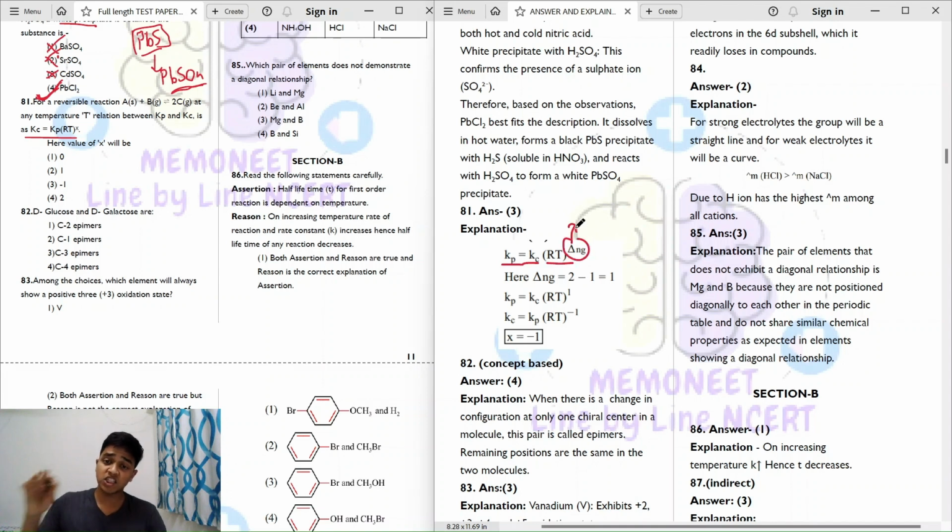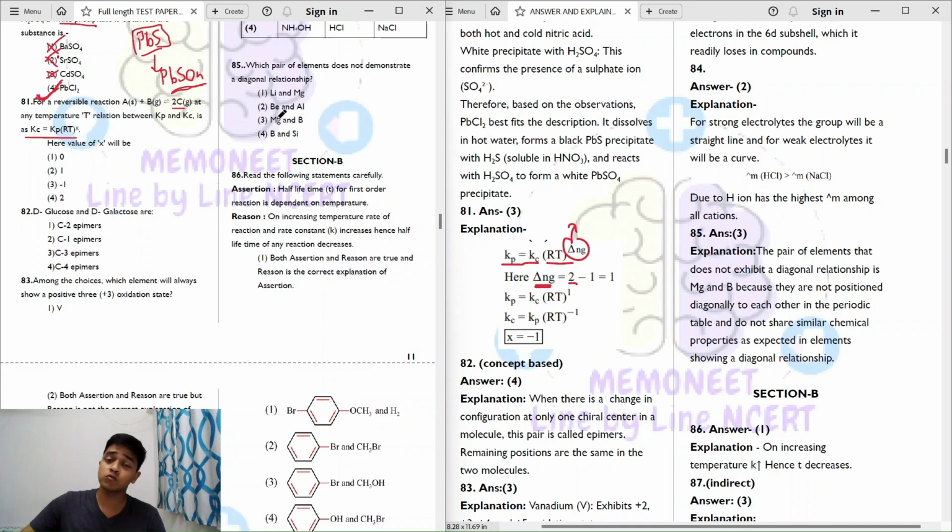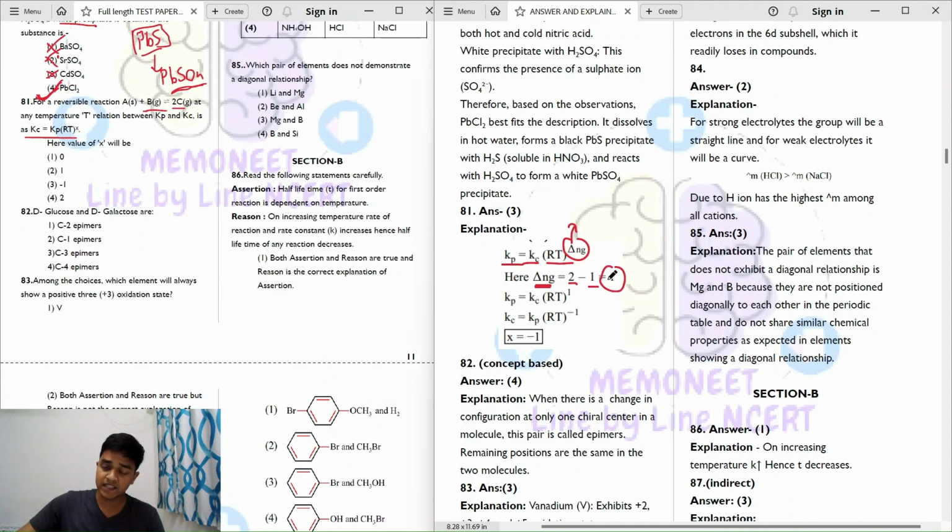So delta Ng is the change in the number of moles of gaseous molecules, right? So if we find out delta Ng, it will be the number of moles of gases in the product side, which is 2. Right here we have 2C minus the number of moles of gaseous reactants, which is 1. We have only one molecule of B. So 2 minus 1 gives delta Ng as 1.